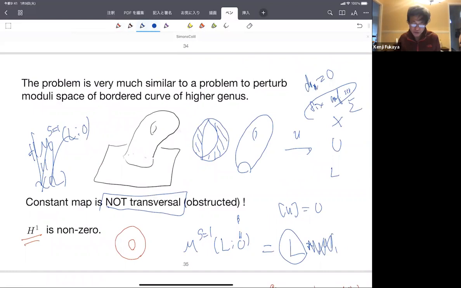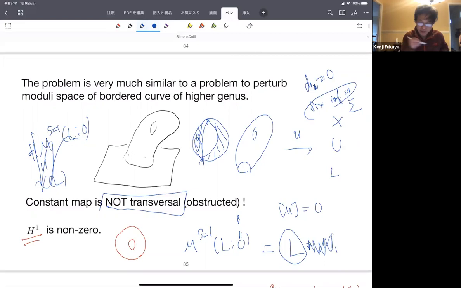Then the problem is that this evaluation map, so you have this constant map, but the evaluation map at this marked point is not submersive. So this configuration is not transversal, because this fiber product, which controls this intersection, is not a transversal fiber product. And so we need to perturb the constant map, the constant disk, to have the correct count of the Euler number. And that is actually an issue for having a good picture of these higher genus counts.